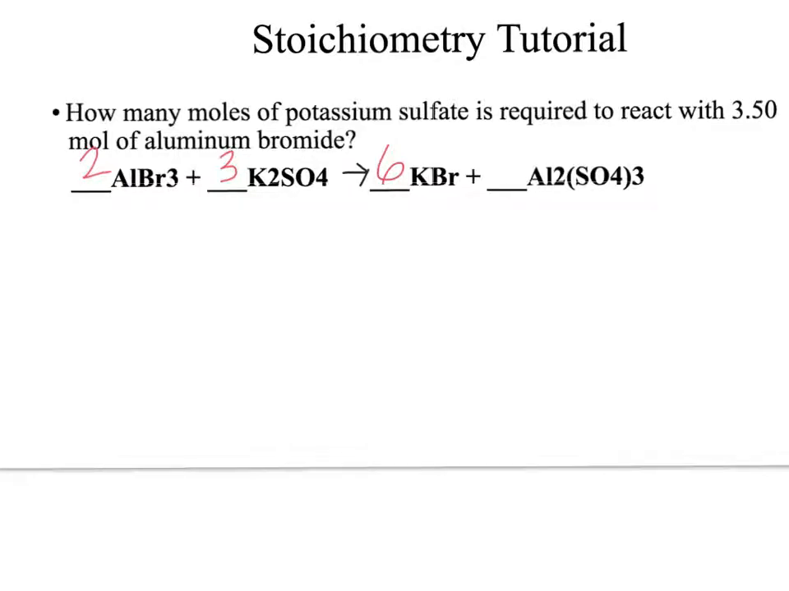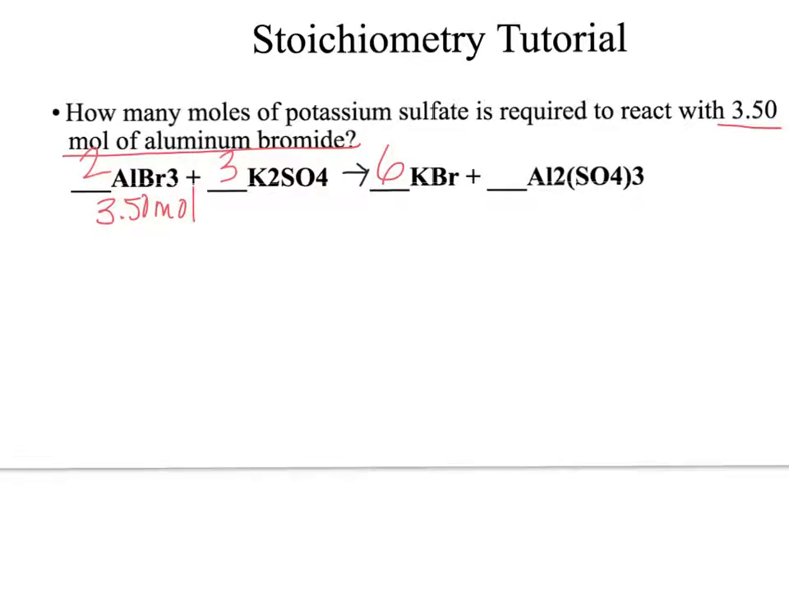The biggest hurdle sometimes is actually starting the problem or discerning from the problem what it's asking us for. So let's spend a few minutes looking at that and see what we need to do. Let's read the problem. How many moles of potassium sulfate is required to react with 3.5 moles of aluminum bromide? So I am given the 3.5 moles of aluminum bromide. Something that might help you as you're going through these problems is to list it right underneath the balanced equation so we know what we're dealing with. We've been given 3.5 moles of aluminum bromide.